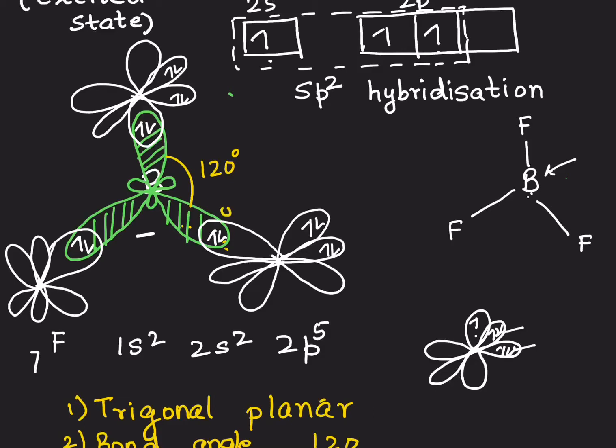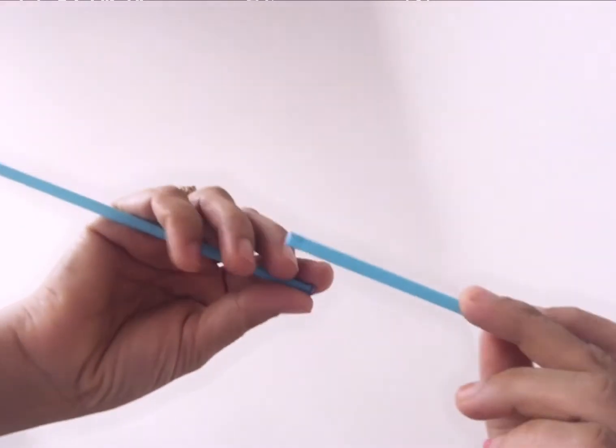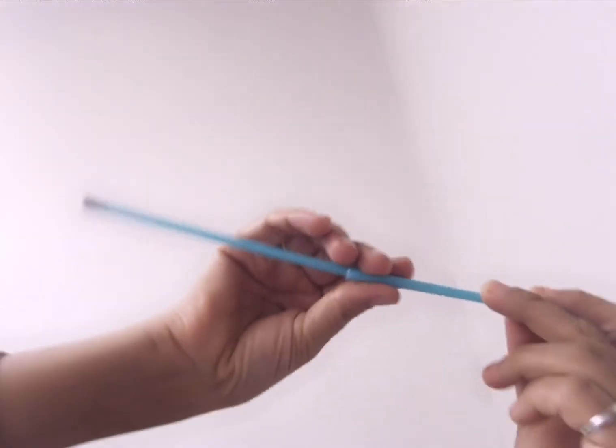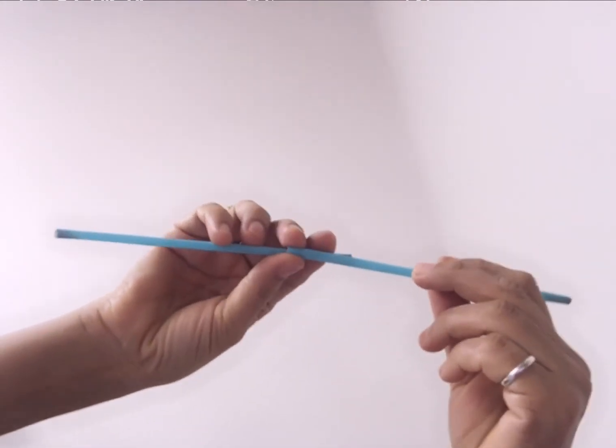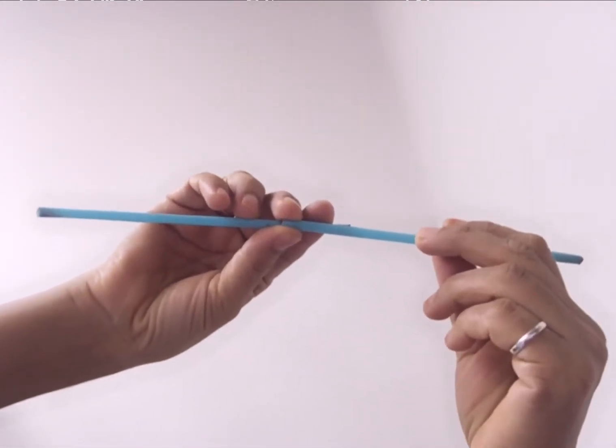Yes, it's a sigma bond. This one also is a sigma bond. This one also is a sigma bond. Why is it a sigma bond? A sigma bond always involves a head-on overlap like this. So the 2 atomic orbitals will come and overlap like this. This is a sigma bond.